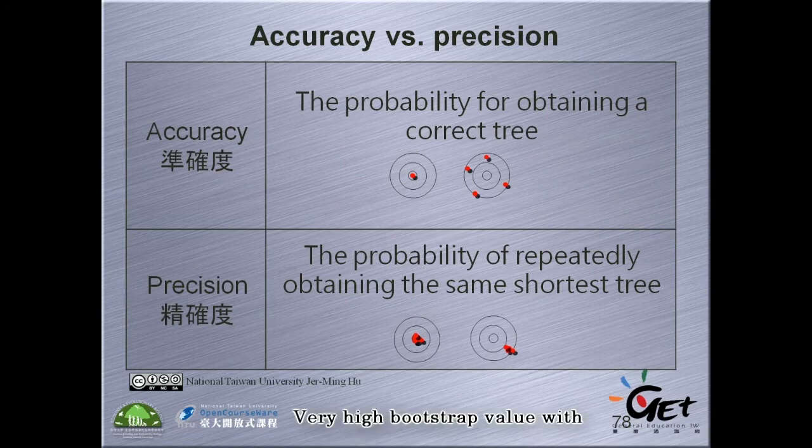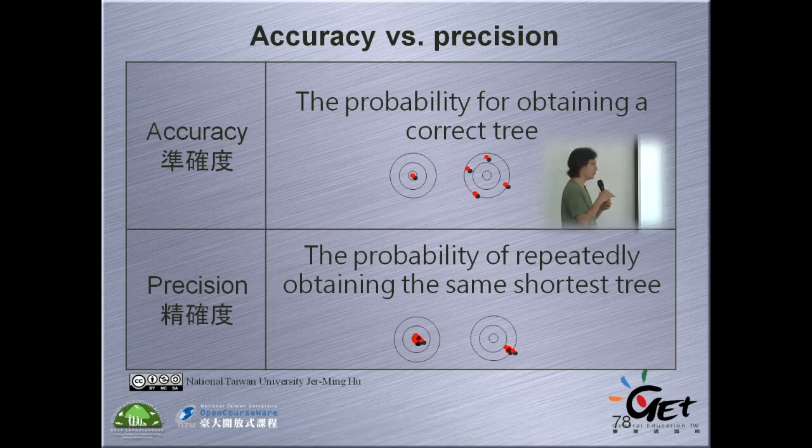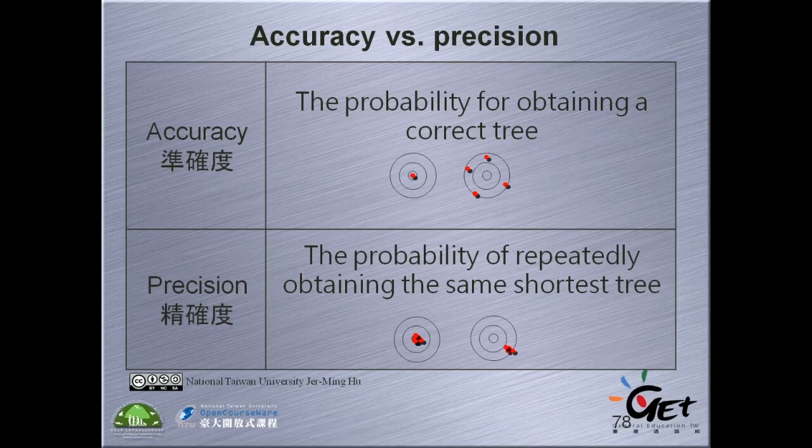So a very high bootstrap value is something like this one. It's a 100% bootstrap value, but it's under the criteria of neighbor joining or maximum parsimony. So only under those criteria can you give a very robust support, but it's not necessarily the true tree. Okay, I think you can get the idea of the differences between these two. So just keep this in mind on the bootstrap value.